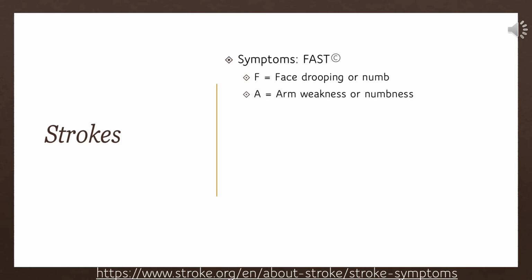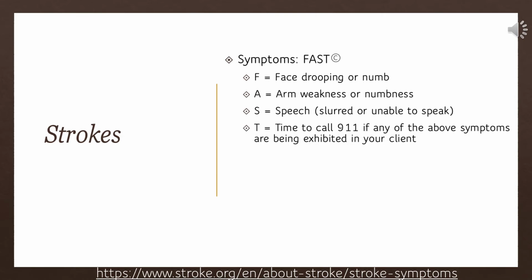Another emergency that you may experience if working with adults is strokes. Stroke.org provided a list of symptoms that they refer to as FAST. F stands for face drooping or numbness, A stands for arm weakness or numbness, S stands for slurred speech or inability to speak, and T stands for the time to call 911.